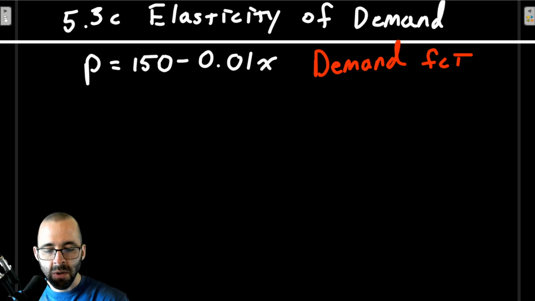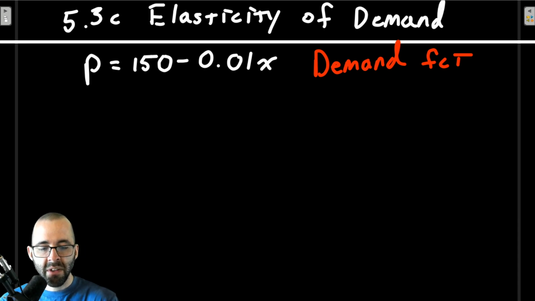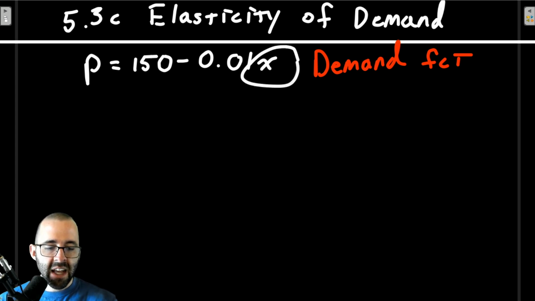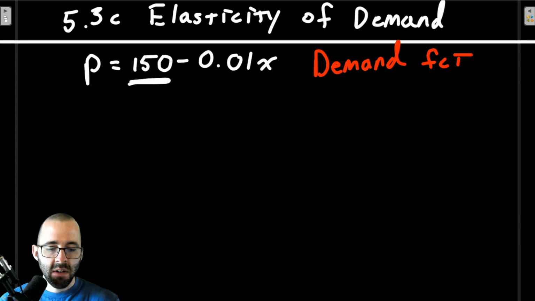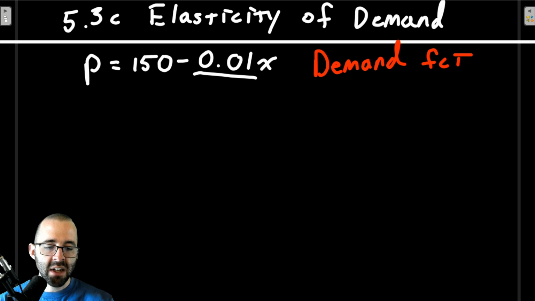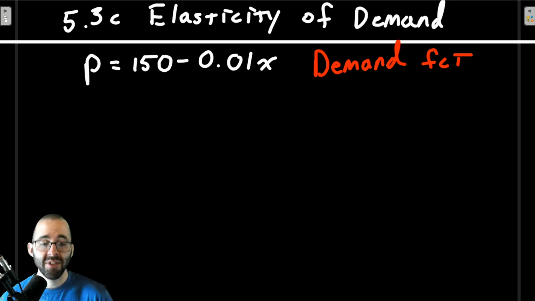Okay? So what we're often going to do, and we've talked about these functions before, is interpret this function. If I don't sell anything, if X is 0, price is 150. If I charge $150 for this product, nobody's going to buy anything, which is bad. But for every additional unit I want to sell, as X gets bigger and bigger, I'm going to have to lower the price by a cent. So I could sell a lot of things if I lower the price by a lot of cents. And that's the relationship there.